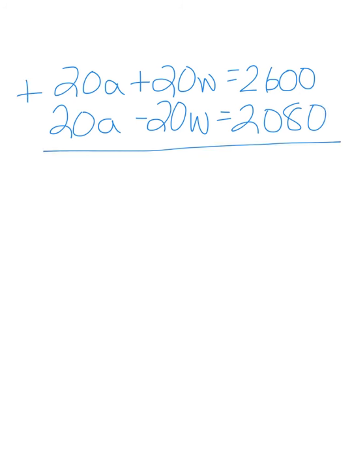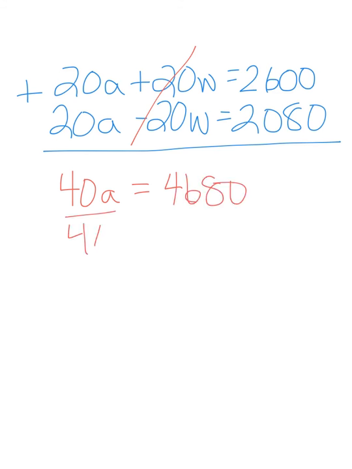So now I have a system, and I can use elimination. These two cancel each other out. So I have 40A equals 4,680. Divide both sides by 40. And I find out that A equals 117. So now I can take that A equals 117 and plug that back into the original equation to find the speed of the wind.